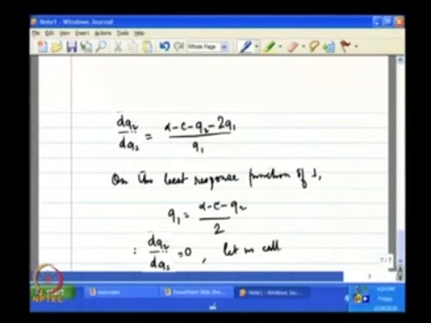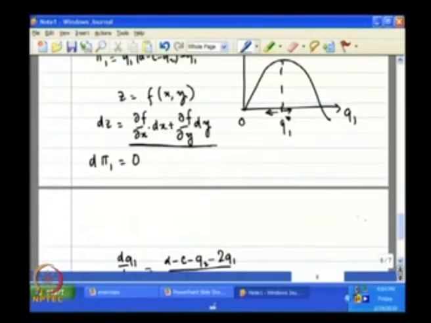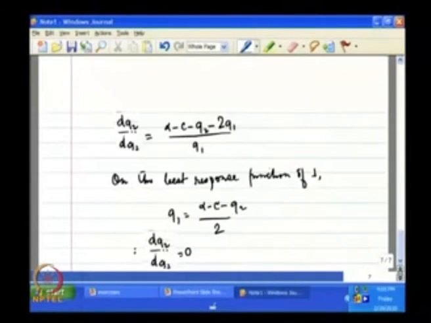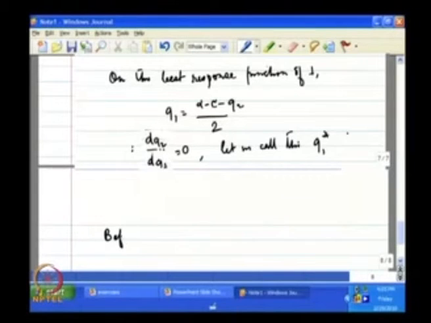Let us call this q1 star. This is the q1 star that is coming here, and this is the same q1 star which is coming here also. So, at q1 star, the slope of the function of firm 1 is 0. Before q1 star, that is if q1 is less than q1 star, what do I have is this q1 is less than what could have made this slope 0, which means that the slope is going to be positive.